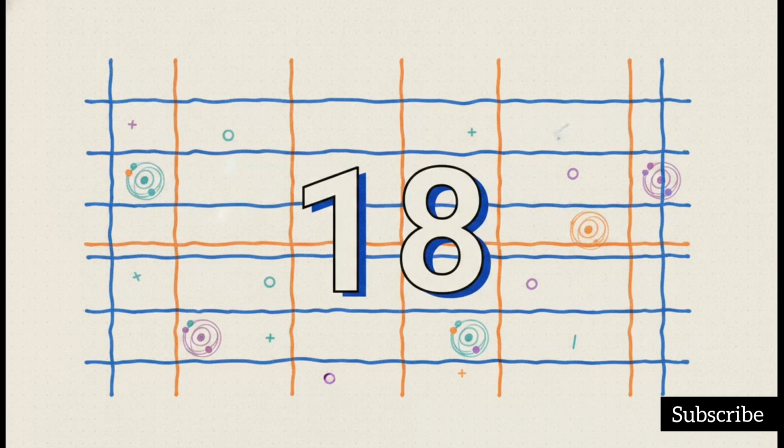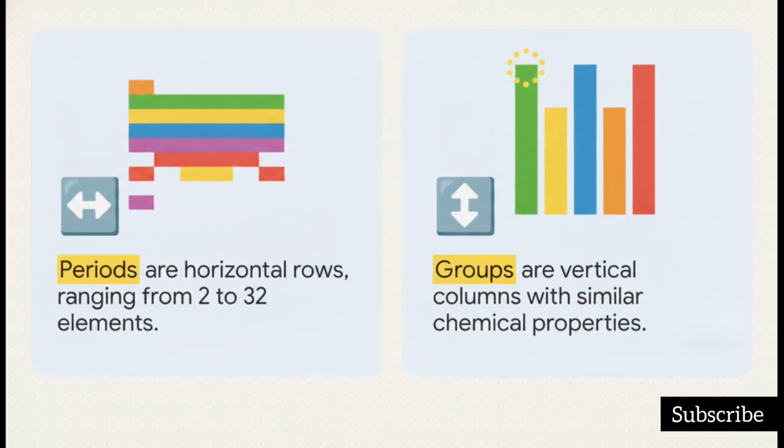Now intersecting those 7 rows are 18 vertical columns. We call these vertical columns groups. The absolutely crucial point here is understanding the difference between these two structural pillars. Periods are our 7 horizontal rows, stretching left to right. Groups, on the other hand, are our 18 vertical columns going up and down. The magic of a group is that elements within it have the exact same number of valence electrons. Because of this, they exhibit incredibly similar chemical properties.